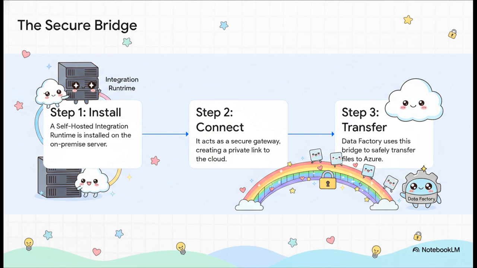The solution is actually really clever. It's a piece of software called an integration runtime. You install it on the company's server, and it creates this private, totally encrypted tunnel directly to the Azure cloud. This lets Data Factory safely shuttle the files across without ever exposing that server to the public internet. It's like a secure, private bridge.